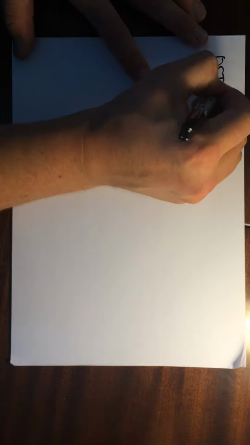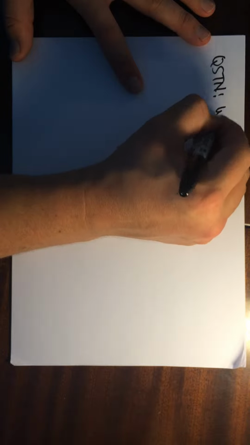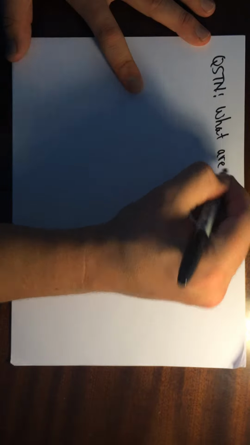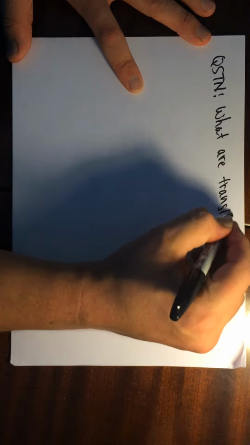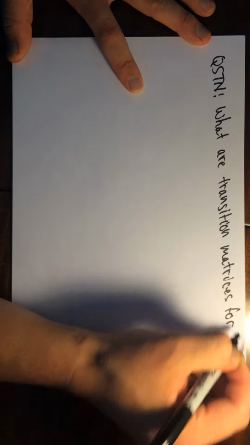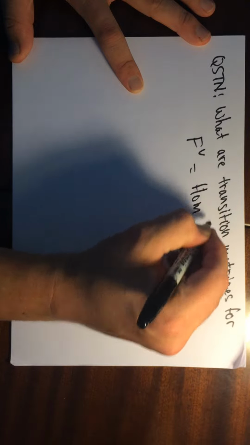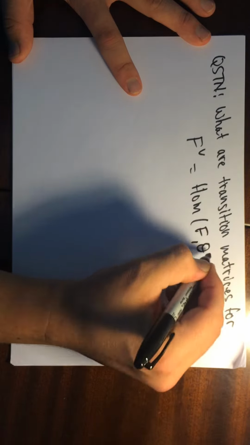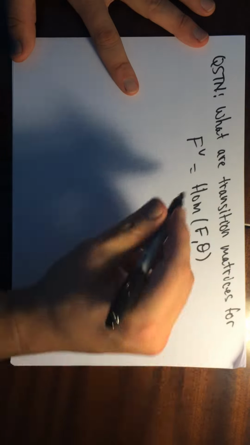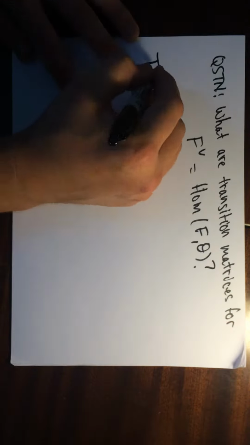And so the question that I wanted to answer is: what are the transition matrices for F dual, which is Hom of F into O? This is the dual locally free sheaf. This is the question. Okay, and then the answer is the following.